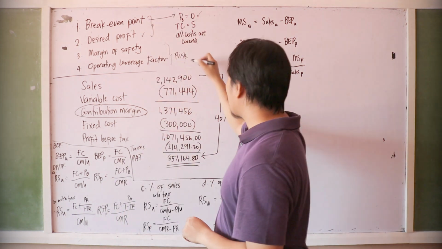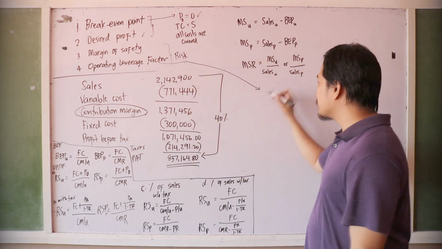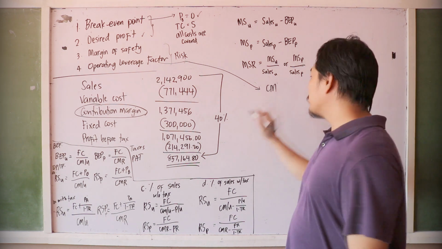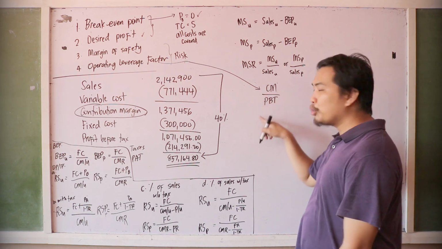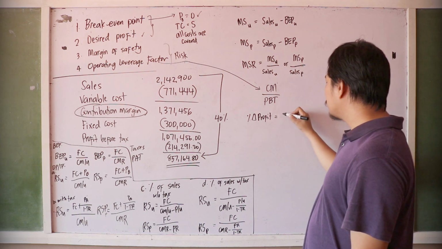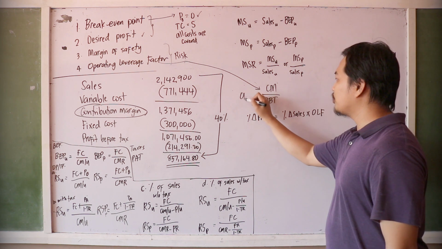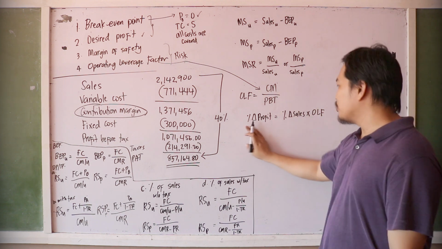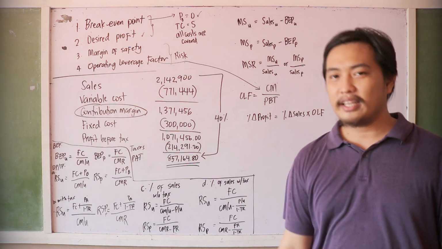Ano nga ba ang formula ng operating leverage factor na ito? Operating leverage factor is equal to your total contribution margin. Hindi contribution margin per unit ha. Total contribution margin all over your profit before tax. And katugtog nito, yung percent change in profit is equal to percent change in sales times your operating leverage factor. So yung operating leverage factor natin is equal to total CM over profit before tax, and then yung percent change in profit is equal to percent change in sales times your operating leverage factor.